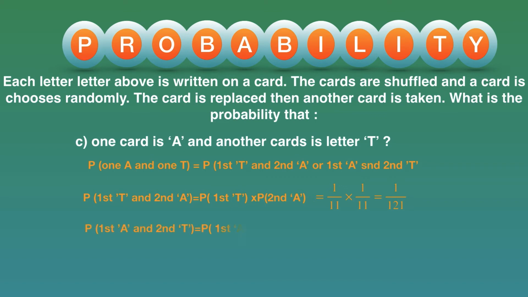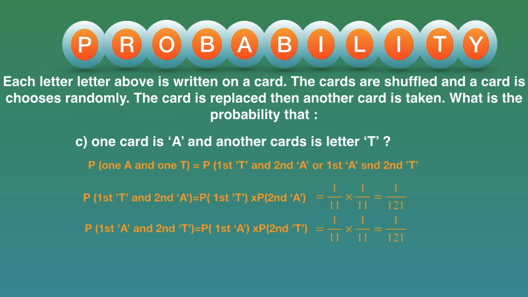Alternatively, you could get A in the first draw and T in the second draw. These two are also independent events, so multiplying 1 over 11 with 1 over 11 again gives 1 over 121. However, getting T in the first draw and A in the second, this event is mutually exclusive with the event of getting A in the first draw and T in the second.